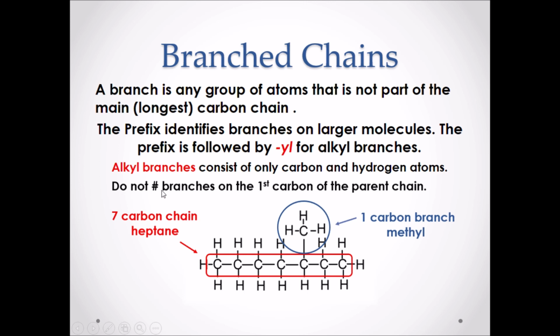It's important to note that you do not number branches on the first carbon of the parent chain, and that is because they would no longer be considered a branch. They would be part of the longest carbon chain. Carbon chains do not have to be straight. They can go up, down, to the side, as long as you don't have to count the same carbon twice.